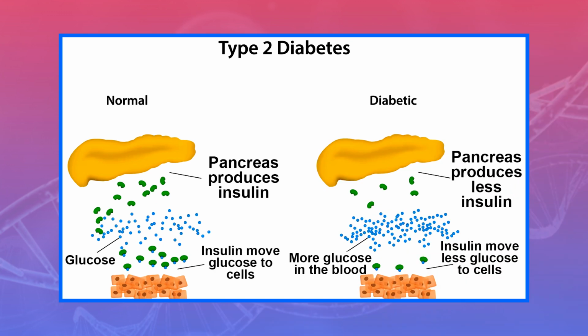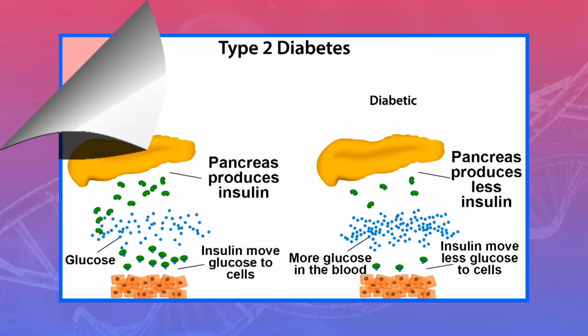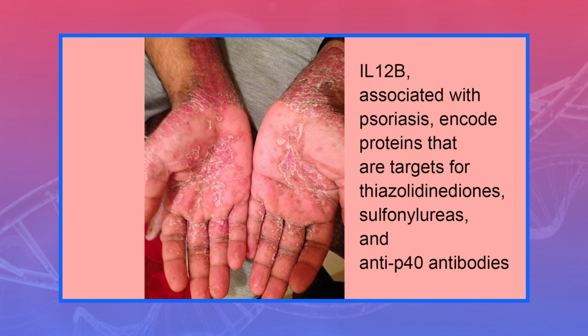The genes PPARG and KCNJ11 associated with type 2 diabetes, and IL12B associated with psoriasis, encode proteins that are targets for thiazolidinediones, sulfonylureas, and anti-TNF antibodies respectively, but all have odds ratios less than 1.45. Such variants may shed light on the pathophysiology of their associated traits and reveal new therapeutic targets.